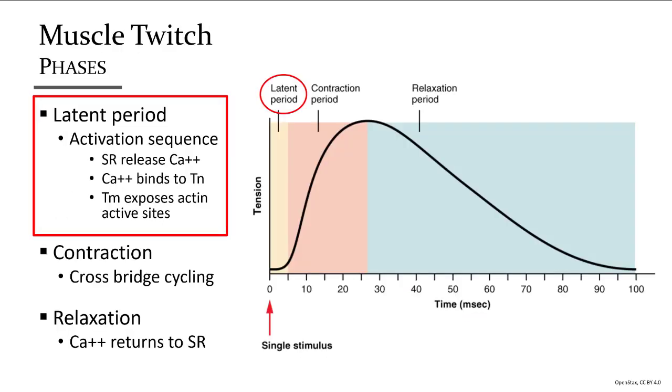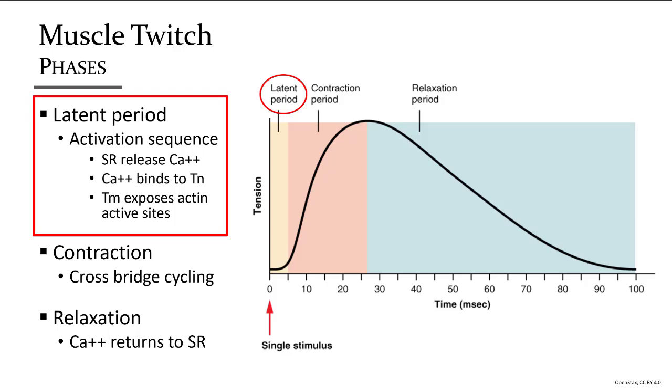The phases of a twitch, or a single stimulus, where we go from stimulating the muscle, contracting, relaxing, has actually 3 phases. There is the latent period, everything we talked about: activating the sarcolemma from the nerve, going down the T-tubules, going to the sarcoplasmic reticulum, releasing calcium, binding to troponin, moving tropomyosin over. That happens in the yellow portion of the graph. That's known as the latent period. So that's a lot of things that happen before the muscle even contracts.